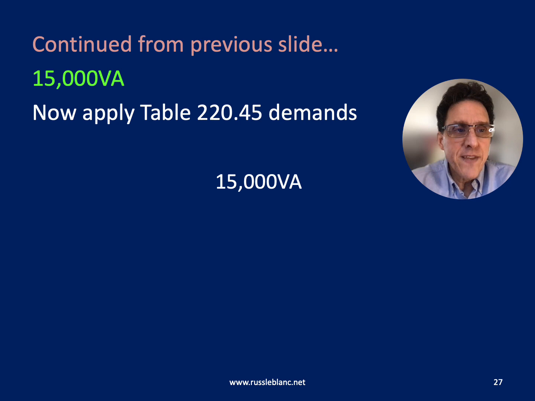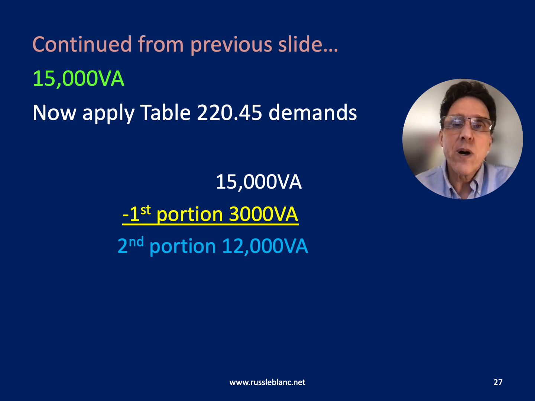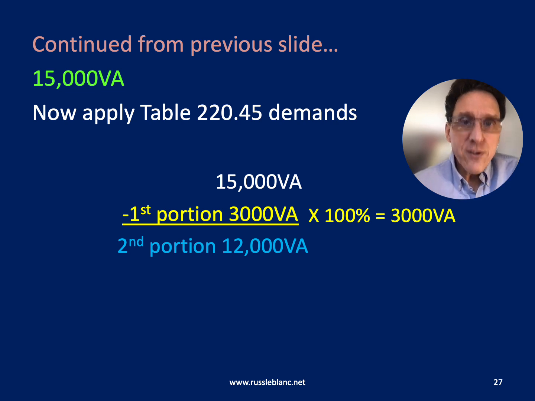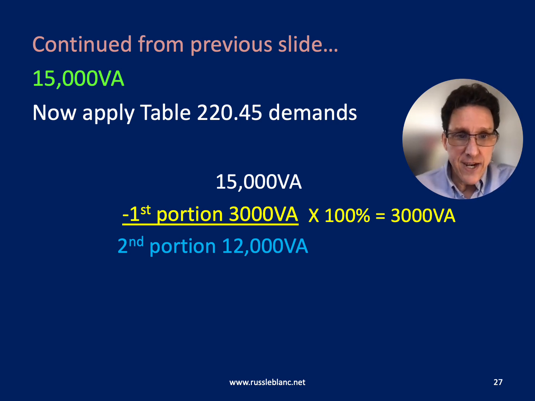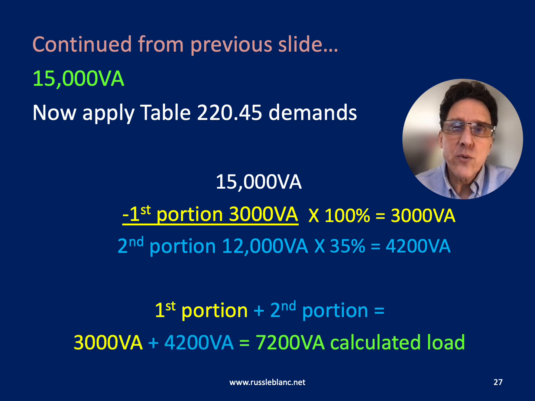All right, if we take that 15,000 volt amps and we apply the table demands, the first portion comes out, 3,000 volt amps. Whatever we're left with, we take that at 35%. All right, we are left with 12,000 volt amps in that second portion. And again, the first portion is taken at 100%, second portion at 35%. So there's your first two portions. We have to add those together. And that gets us to a calculated load or a demand load of 7,200 volt amps.